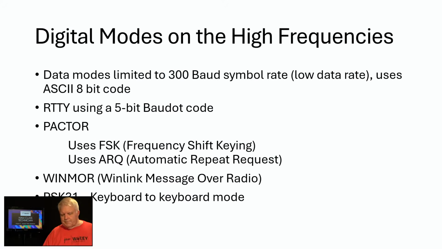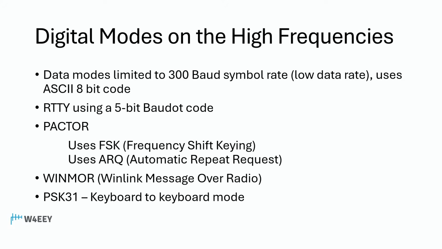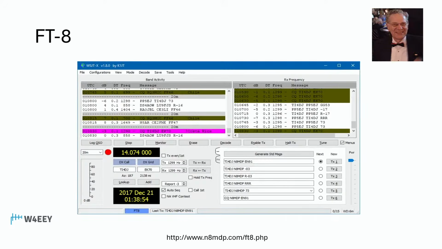Other digital modes, some are more common than others. Data modes are limited to 300 baud. Remember that really slow rate on HF. Radio teletype uses a 5-bit code known as baudot. There's packet radio on HF called PACTOR, and the Winlink message over radio system and PSK31. They were all popular digital systems, some more so than others. But the one that has taken the world by storm is this one, FT8.